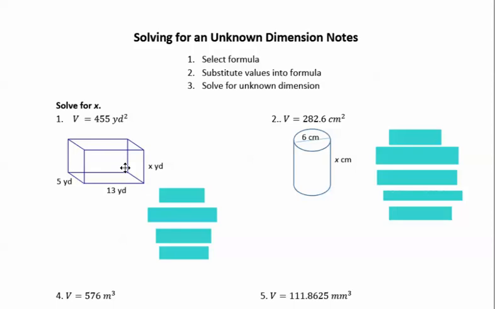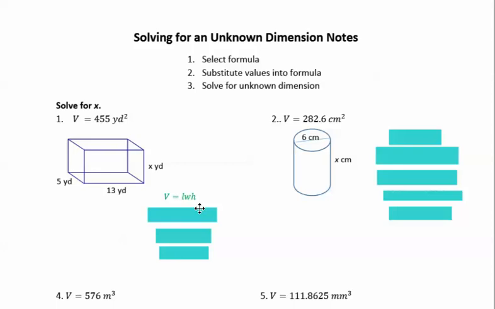All right, your first step is we are going to select the correct formula given what shape we're dealing with and what we are given. So on problem 1, we are dealing with a rectangular prism. We are given the volume. So we need to use the formula for volume of a rectangular prism. So I always write that down first. We have volume equals length times width times height.